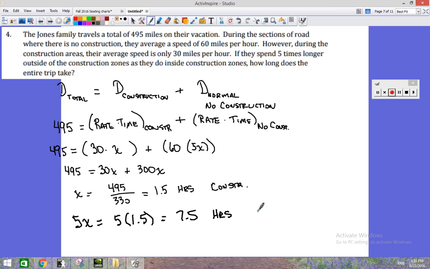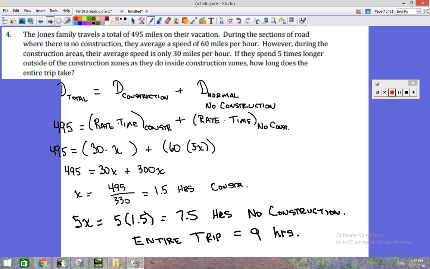Is the hours normal, no construction. How long does the entire trip take? 1.5 plus 7.5, 9 hours. The entire trip, 9 hours.